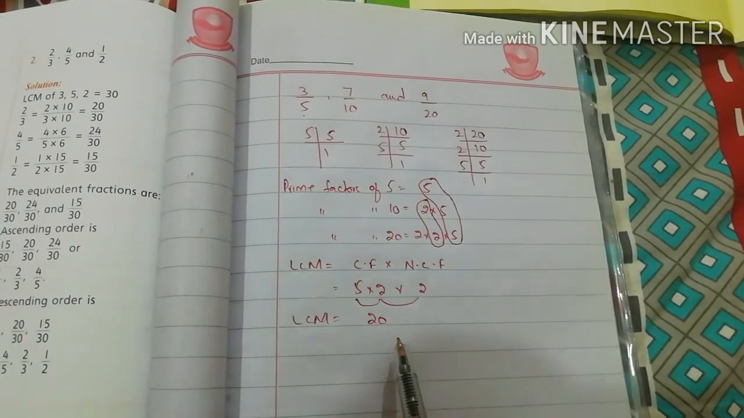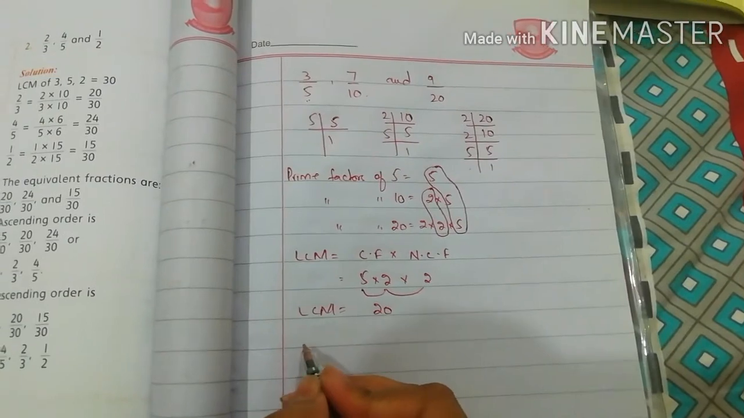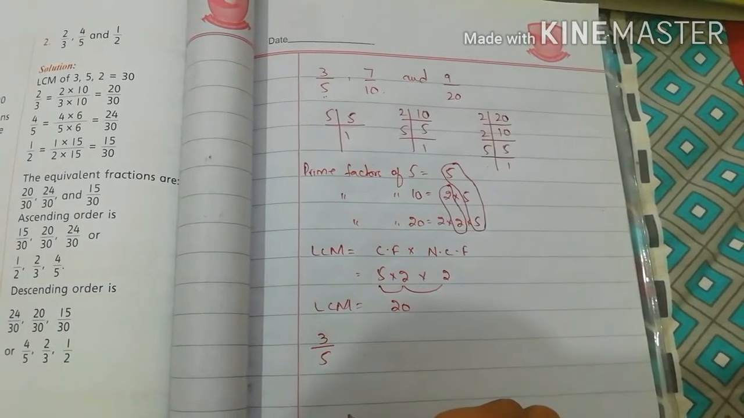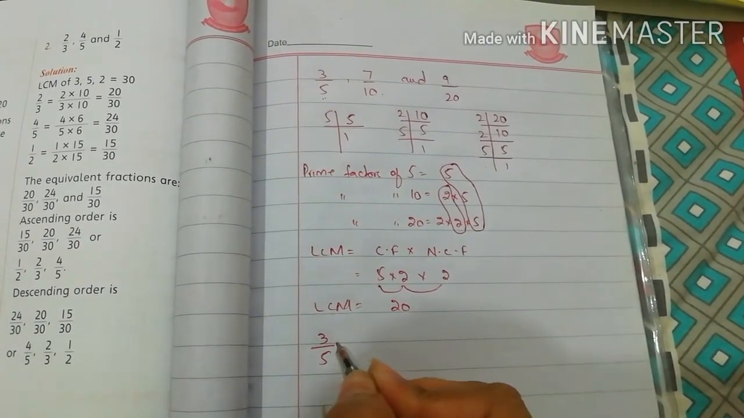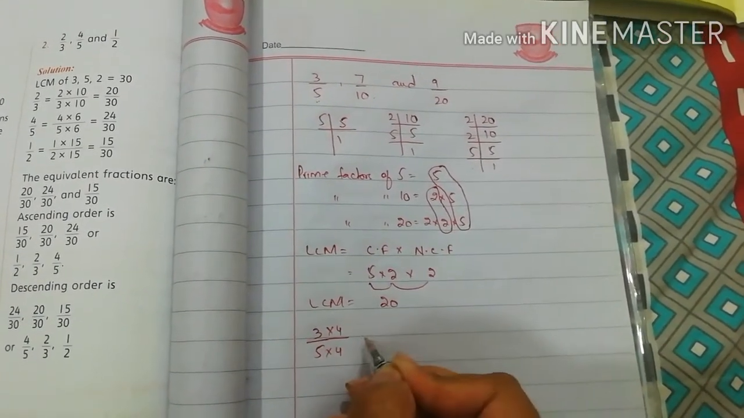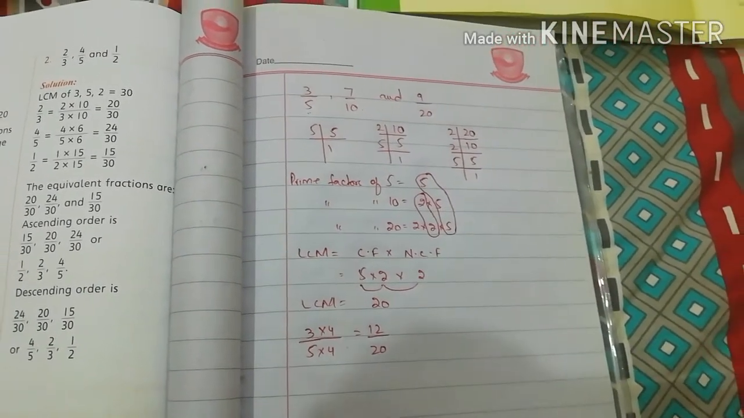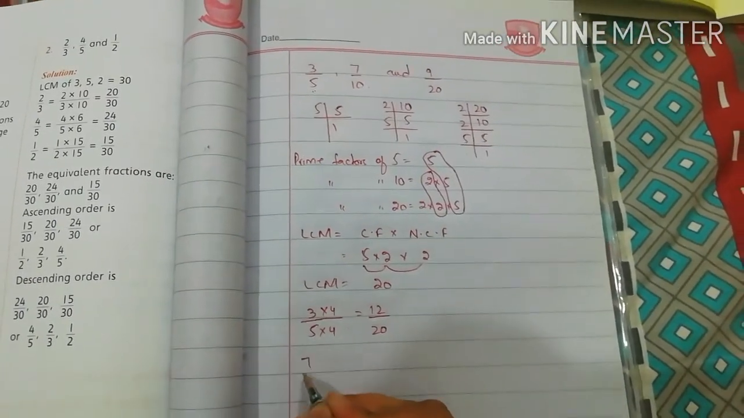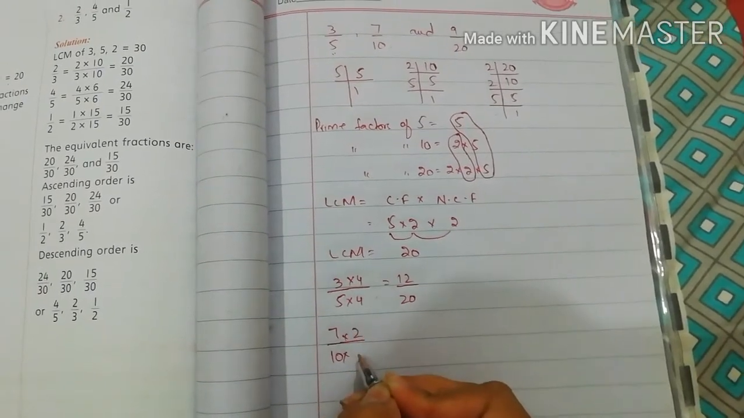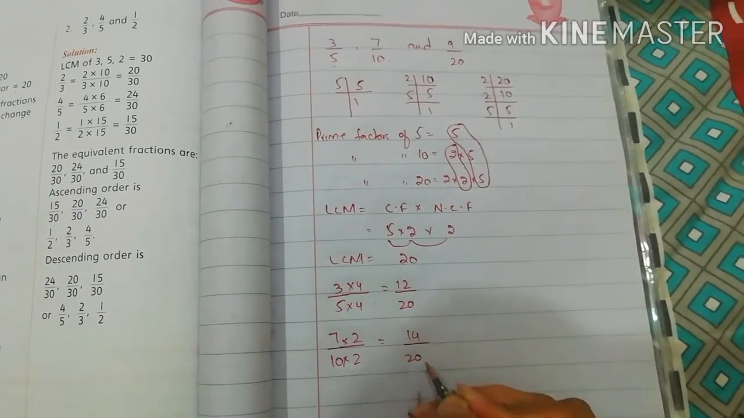LCM is 20. Now we will make the denominators of these fractions the same. So the first fraction is 3 by 5. Now we will multiply by 4 both numerator and denominator. 3 4s are 12 and 5 4s are 20. And the second fraction is 7 by 10. We will multiply by 2 both numerator and denominator. 7 2s are 14 and 10 2s are 20.